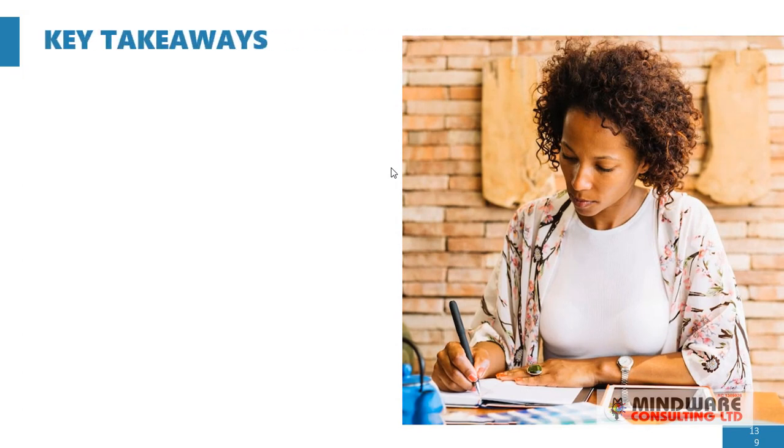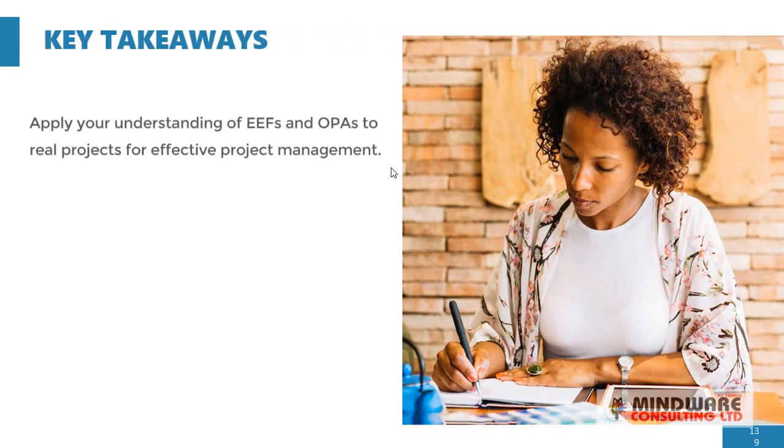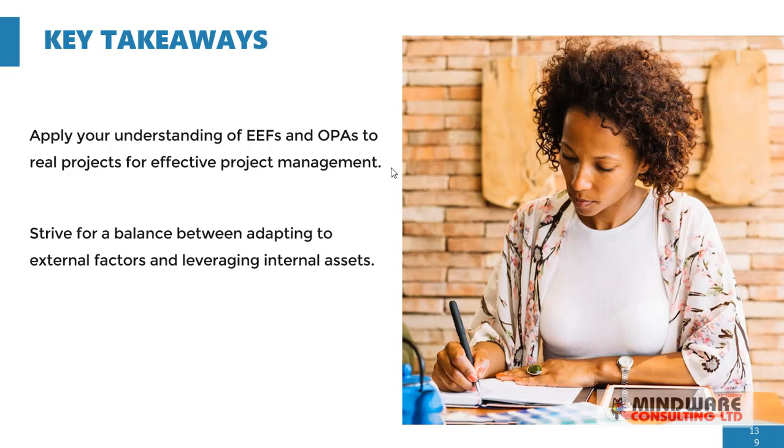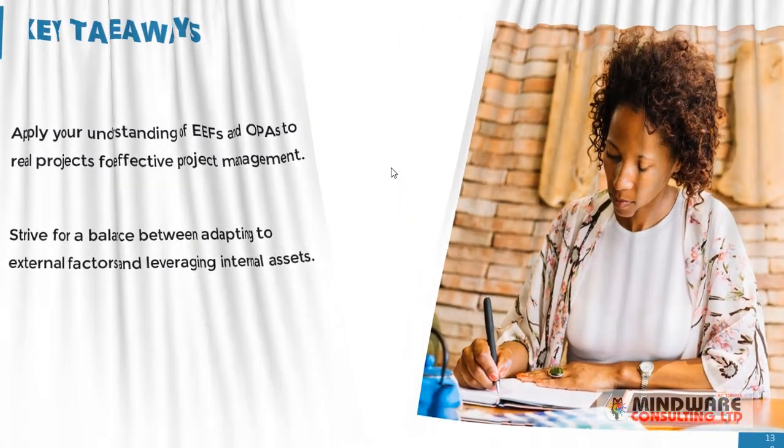So what are the key takeaways from this section? We've learned about applying your understanding of EEFs and OPAs to real projects for effective project management. So I believe you've gotten that understanding. And then strive for balance. Ensure to strive for balance between adapting to external factors and leveraging internal assets.